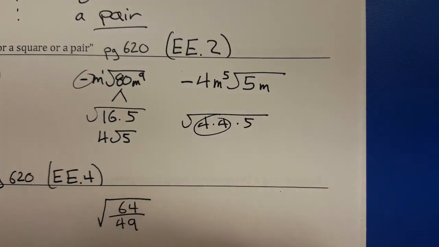Okay, so that's it. That's how you do that. EE.2 will be some extra practice, but that's all you do for removing variable factors.